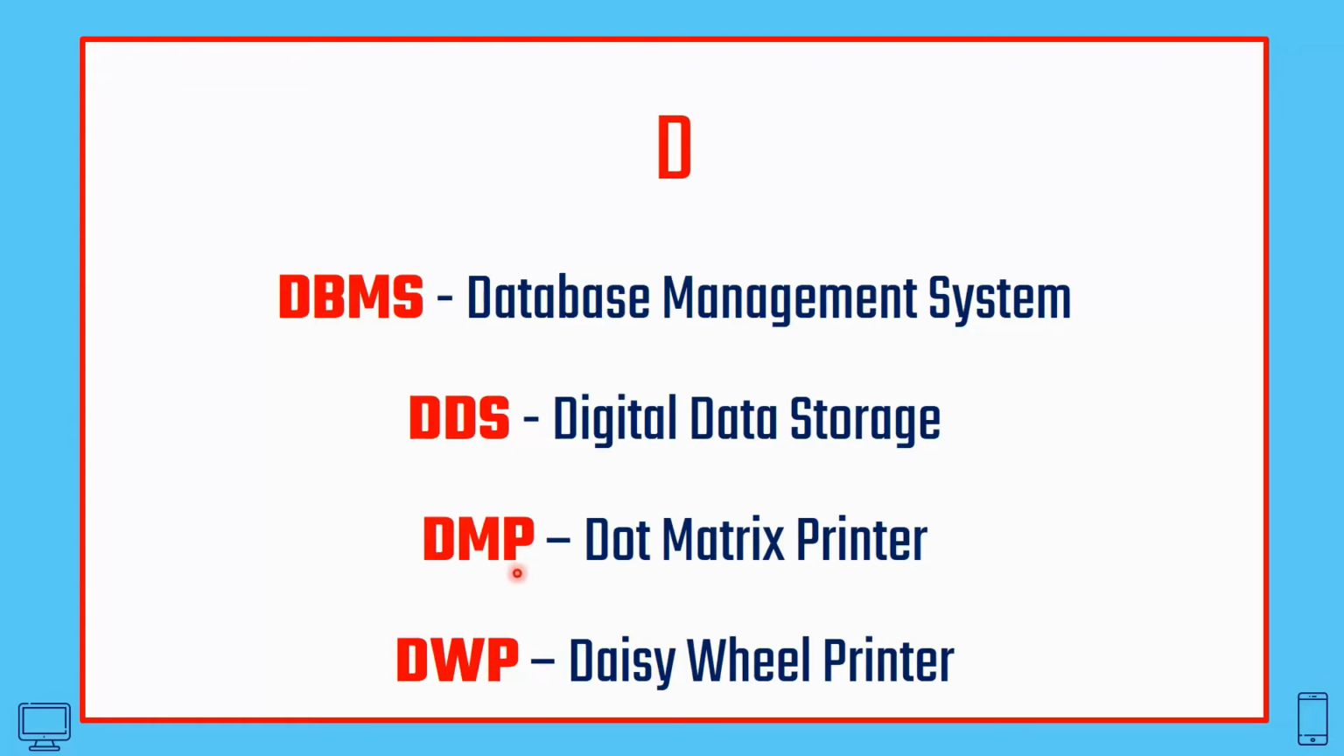And next, DMP, dot matrix printer. Dot matrix printers can produce characters by creating a series of dots which are closely spaced together. DWP, Daisy Wheel Printer. The daisy wheel resembles the daisy flower. Daisy wheel printing was used in electronic typewriters and word processors and computers from 1972.